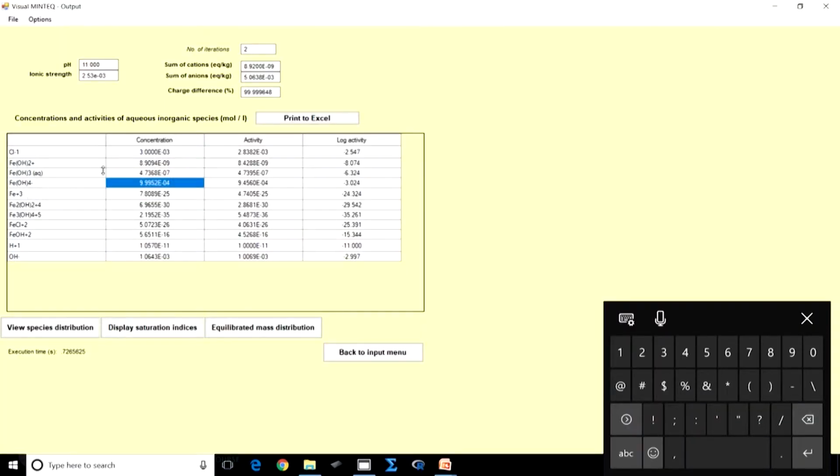FeOH4 with the negative charge is what seems to be predominating, and it is more or less equal to 10 power minus 3, right. 1 millimolal was what we put in initially of Fe3 plus. So here it shows us that FeOH4 with a negative charge is almost equal to the total iron that you put in initially.